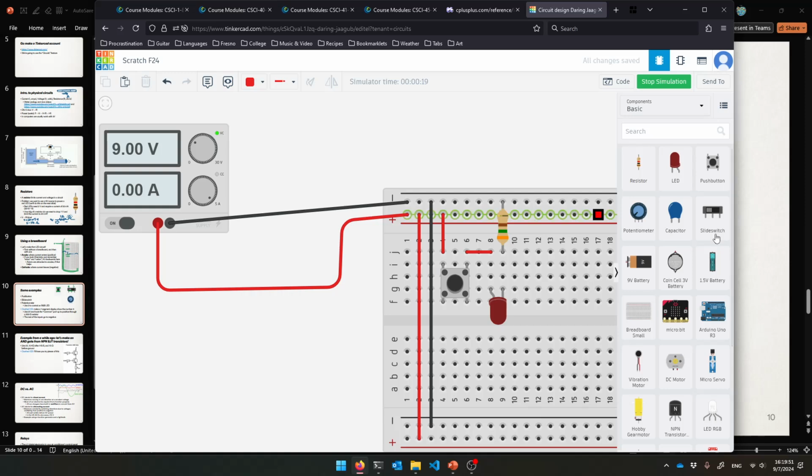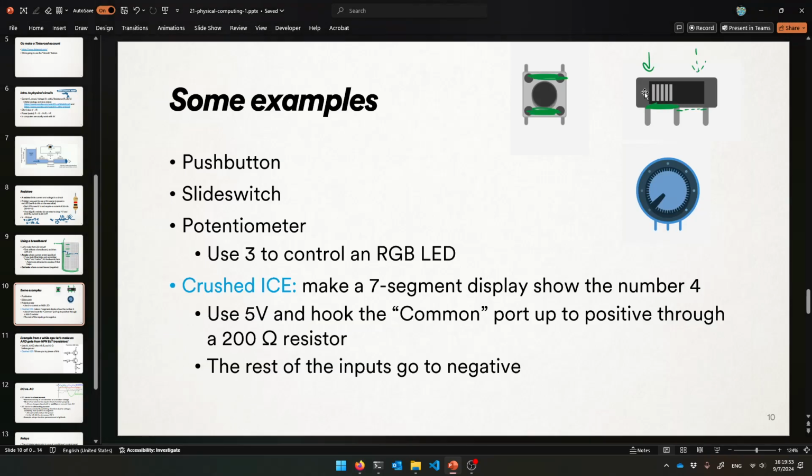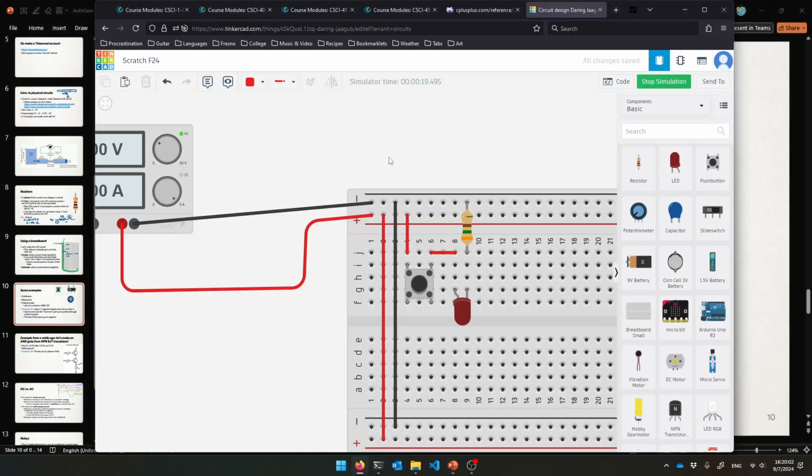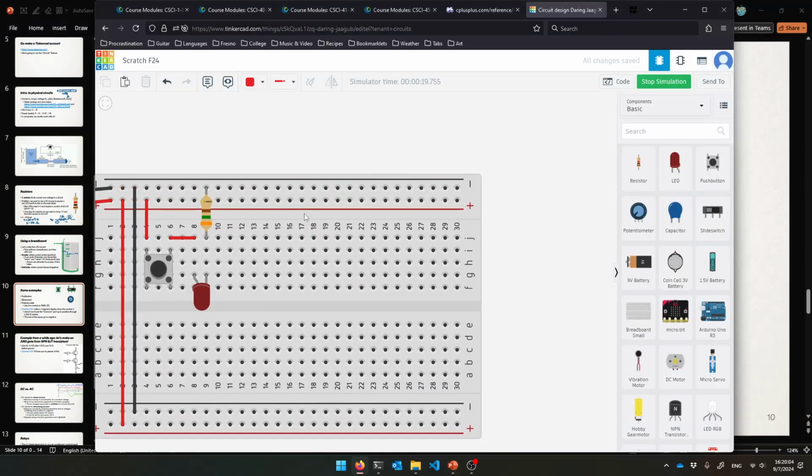Yeah, let's do the same with this slide switch. So like I was saying, depending on which orientation it's on, it's going to connect the left wire to the middle wire or the right wire to the middle wire. Okay, so we'll do the same thing here. We'll take in positive to somewhere. I don't know. How about here? Oops. Oh, I gotta stop the simulation first.